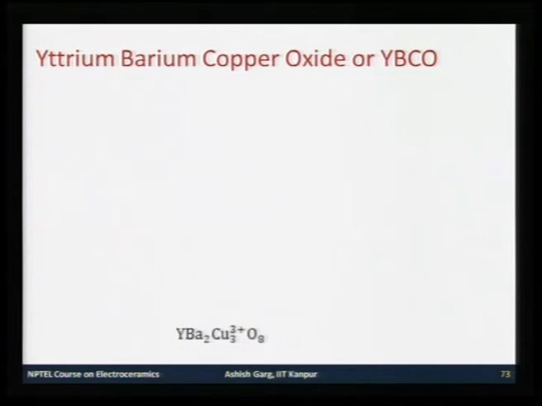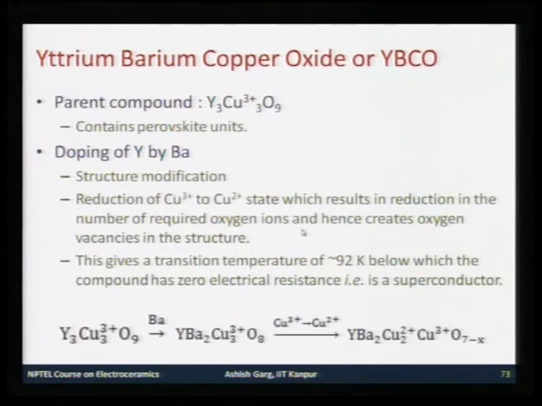oxides. I will show you the structure of yttrium based cuprate oxide which we went through in module 1, just to recap what the structure is like. So if we go through this now, yttrium barium copper oxide. Essentially the parent compound is YCu3O9, and here copper is in +3 state, and this contains perovskite units, some ABO3 kind of units, and these ABO3 units are sandwiched in the layered form.